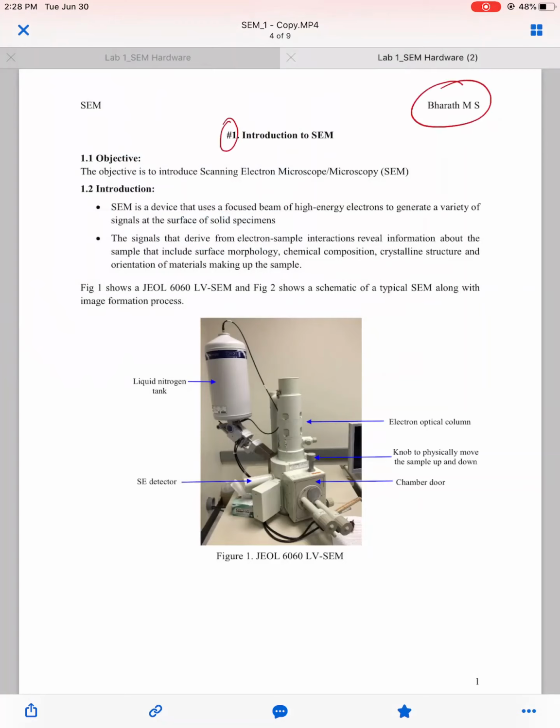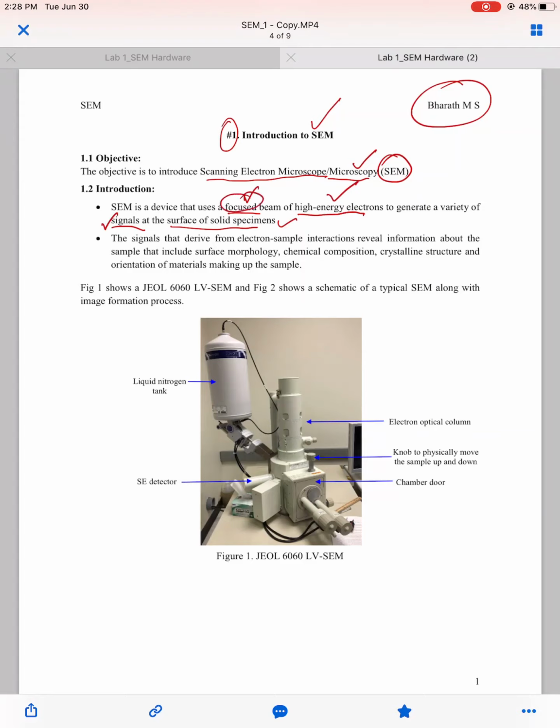This is chapter number 1, Introduction to Scanning Electron Microscope. The objective of this chapter is to introduce the scanning electron microscope, or the technique scanning electron microscopy, which is usually abbreviated as SEM. Scanning electron microscope is a device that uses a focused beam of high energy electrons to generate a wide variety of signals at the surface of samples. So, a few key points: a focused beam of high energy electrons to generate various signals.